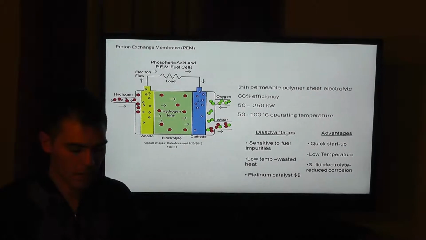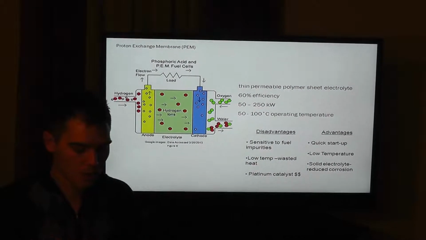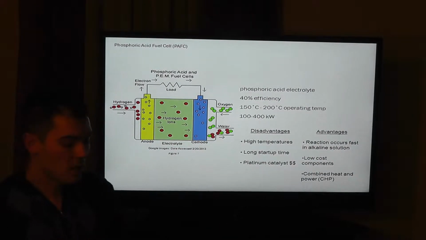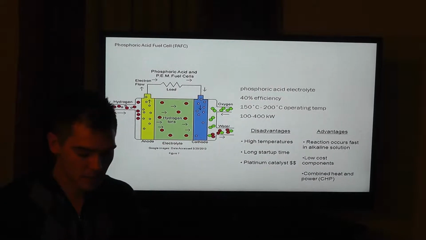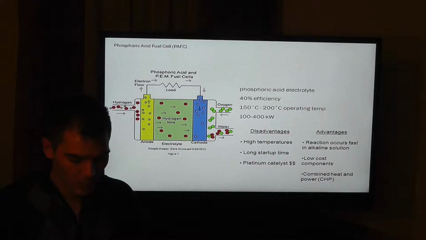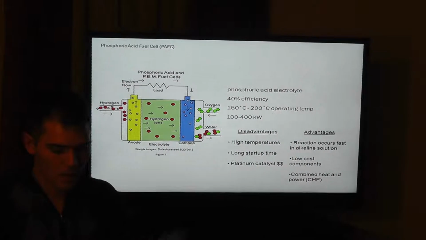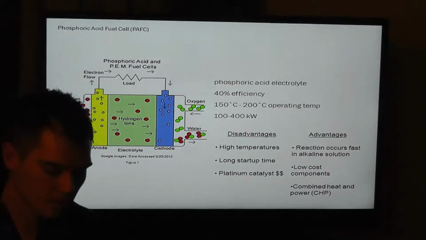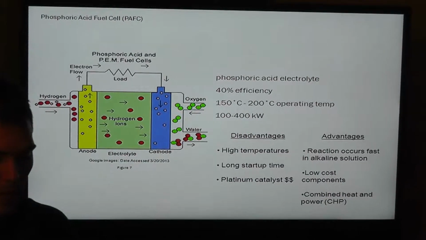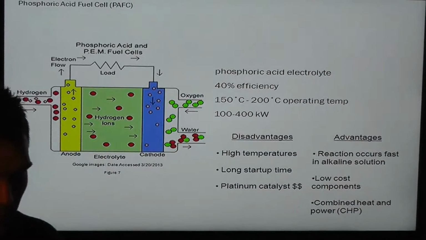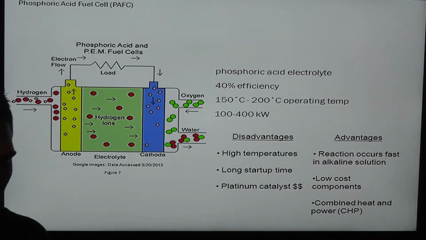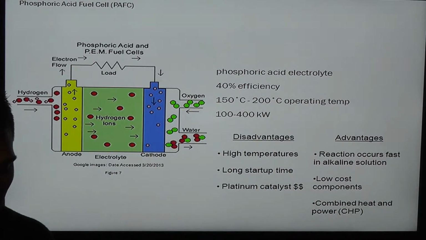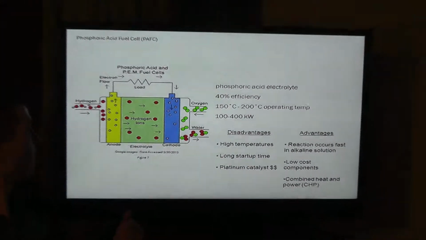But on the other hand, the advantages are quick startup time, and it has a low temperature. The next fuel cell is the phosphoric acid, and its electrolyte is, of course, the phosphoric acid, and its efficiency is 40%. Operating temperatures are between 150 and 200 degrees. Again, the disadvantages are the high temperature, the long startup time, and the cost of the platinum catalyst.